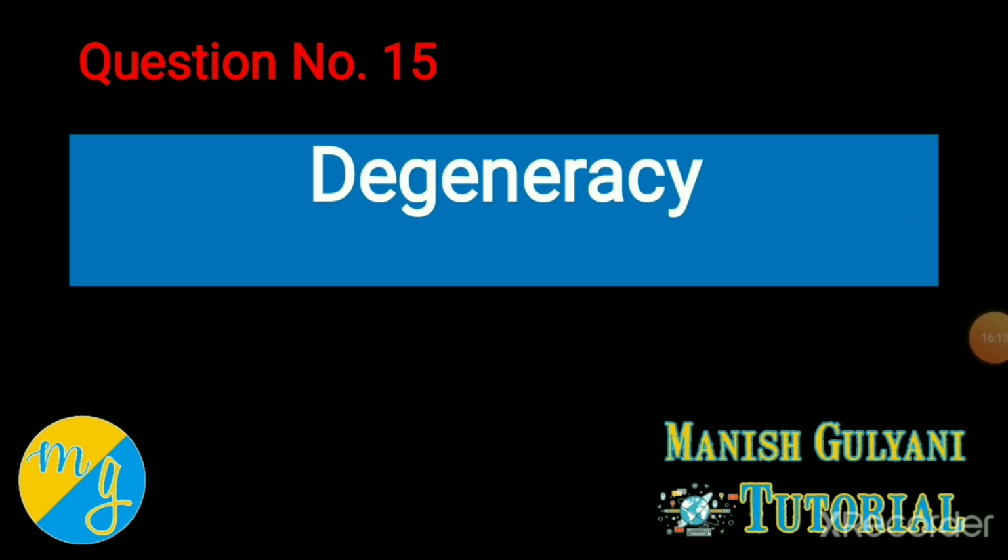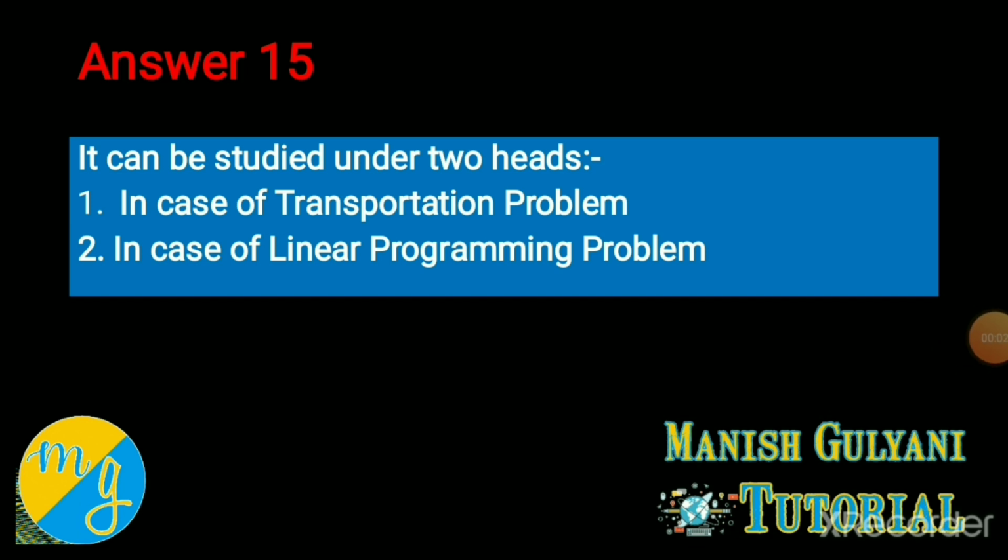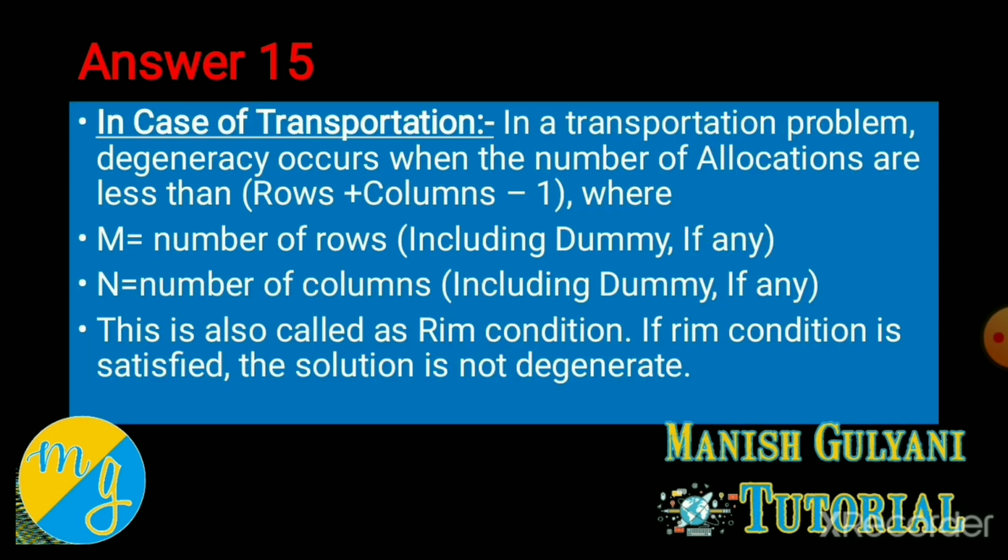Next concept is degeneracy. This word you have heard in the transportation chapter and the simplex method. The meaning of degeneracy can be studied under two heads: in case of a transportation problem, and in case of a linear programming problem, means the simplex method. In case of a transportation problem, what is degeneracy? When m plus n minus 1 is not equal to the occupied cells, that's called degeneracy.